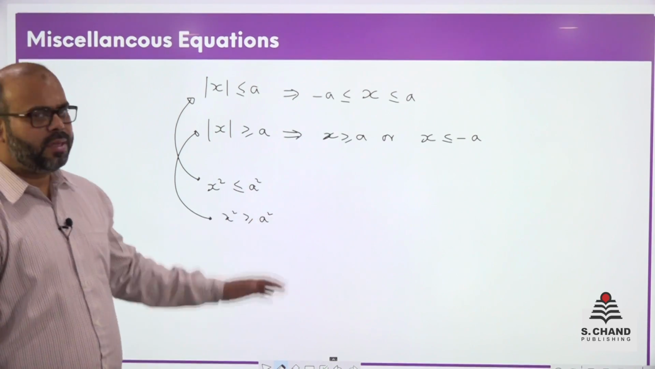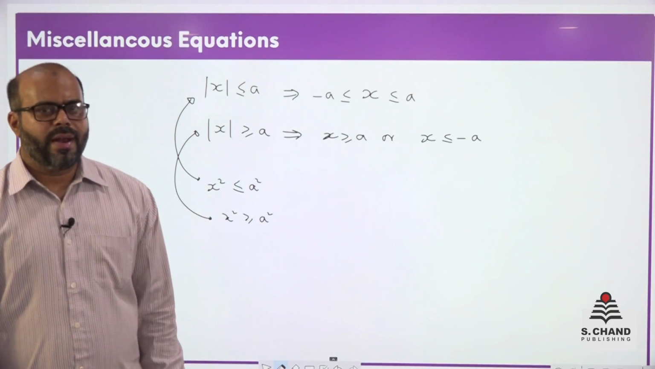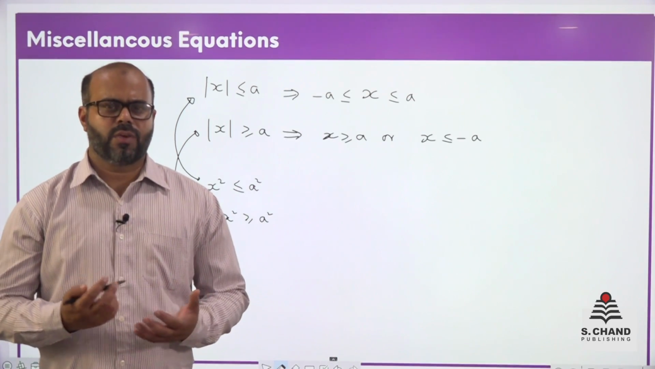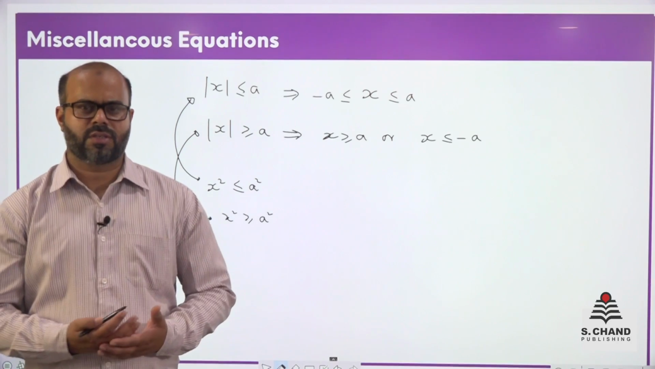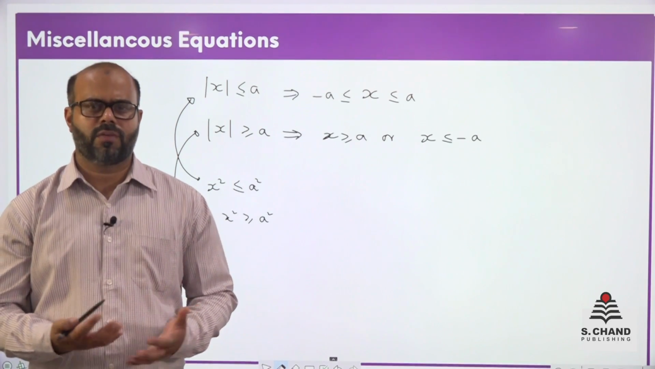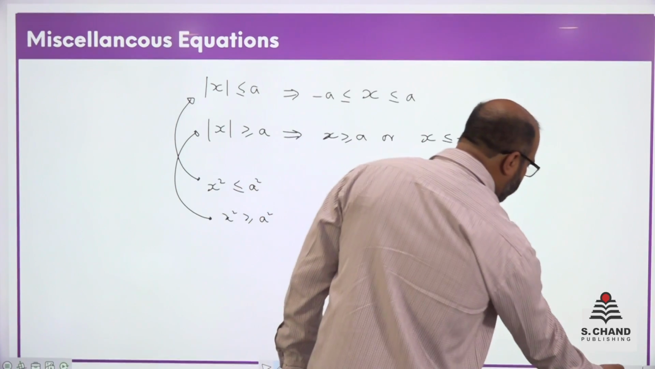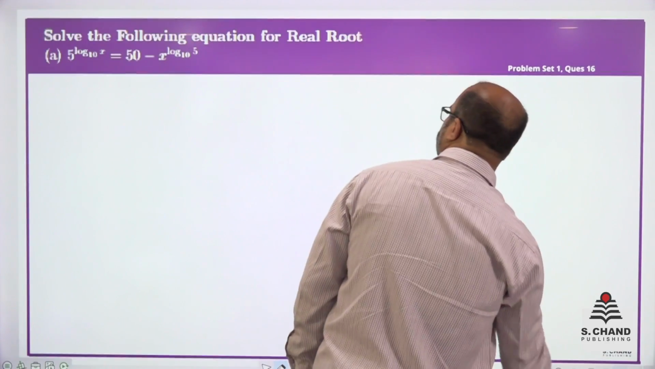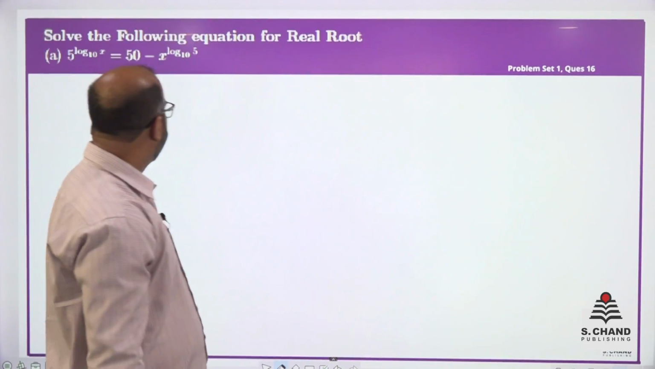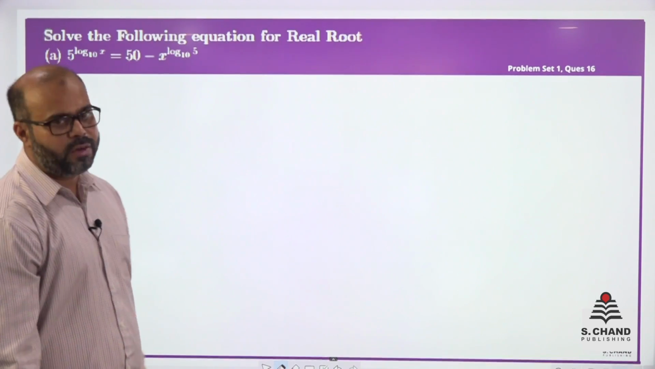So these are the basic meanings, and many other equations like logarithmic equations, quadratic equations, cubic equations we will come across in problem solving. So let us directly come to problem solving, students. The first question says solve the following equation for real root.